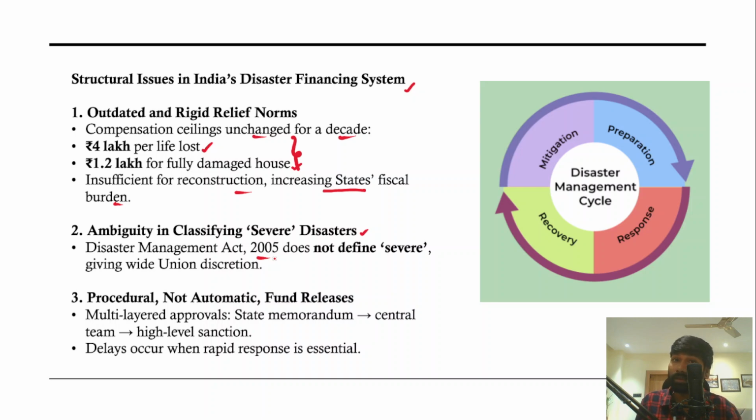But on the other hand, at the ground level, the state governments have been facing exceptional stress, an exceptional burden on their finances, and then the procedural and not automatic fund releases. Very often the release of funds involves multi-layered approval. So it involves multiple layers of approvals: a state memorandum, a central team being sent to the state governments, and a high-level sanction committee. Therefore, all these factors lead to delays in providing relief to the state governments, increasing the fiscal stress and fiscal burden on the state governments, forcing them to take measures on their own.